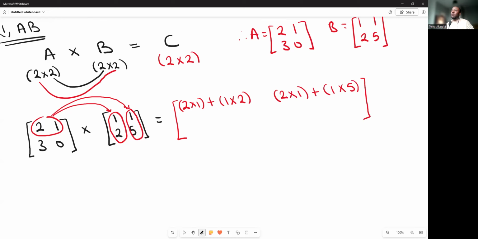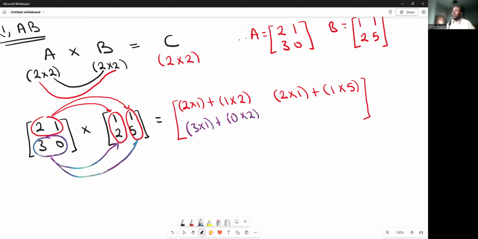Okay, now we're done with that. The next one, we're going to do for the last one here. So it's going to be 3 times 1 plus 0 times 2. Then we're going to open this as well for the next one. It's going to give us 3 times 1 plus 0 times 5. Good.